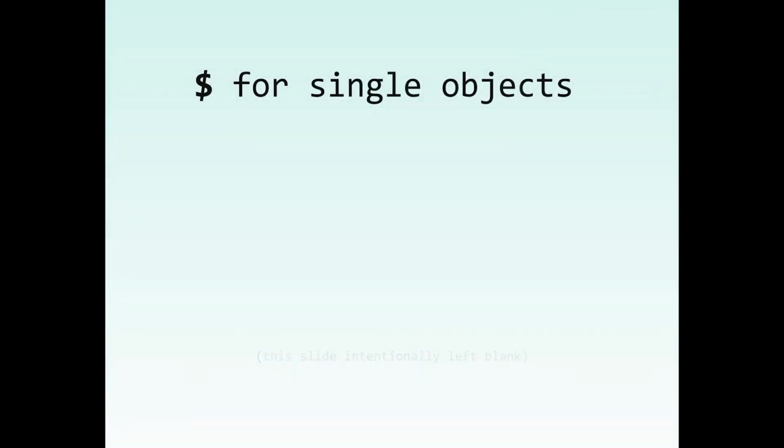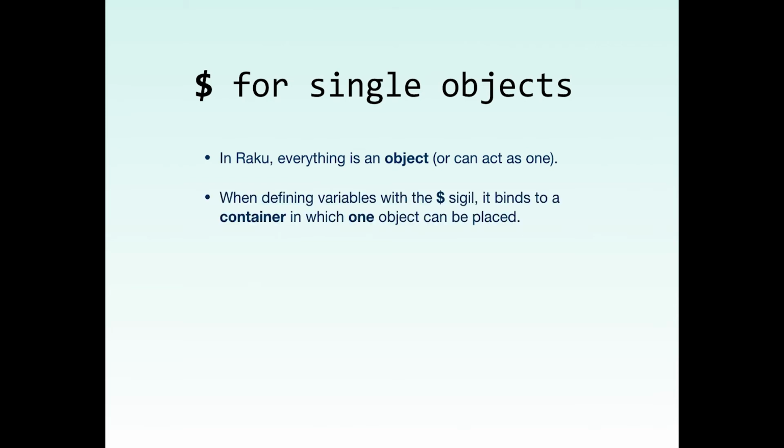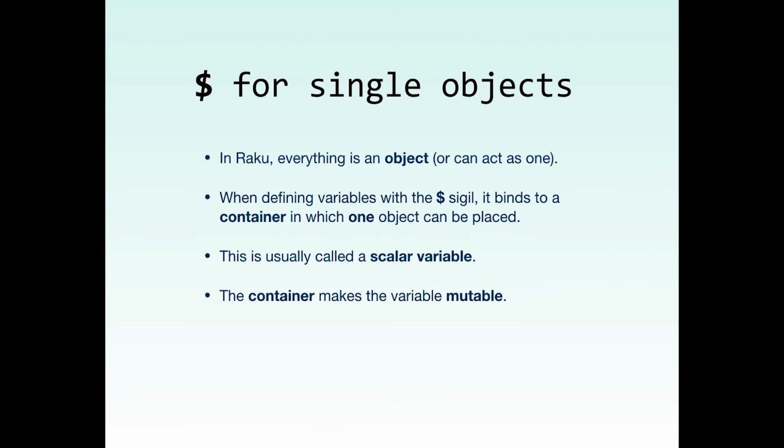Anyway, so $ is for single objects. In Raku, everything is an object, or can act as one. When defining variables with the $ sigil, it binds to a container in which one object can be placed. And this is what we usually call a scalar variable. The container is what makes the variable mutable, but the container is also invisible when you're just using the value. So there's something in there that you usually don't see, but you should realize that it's there. It will actually help your understanding of how Raku works.